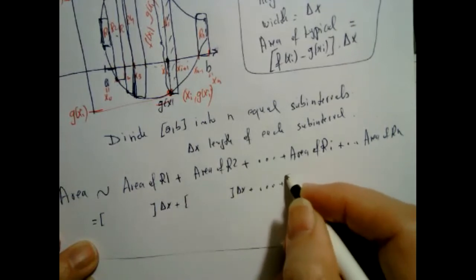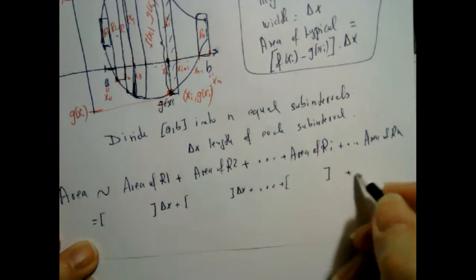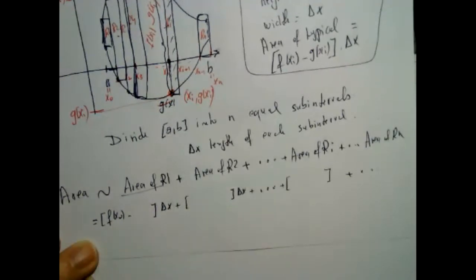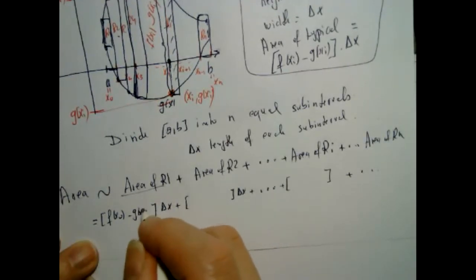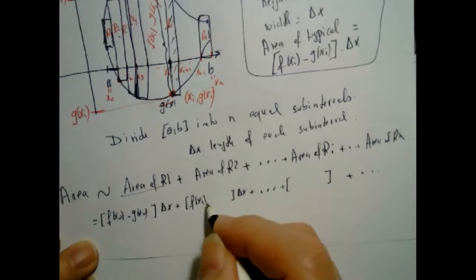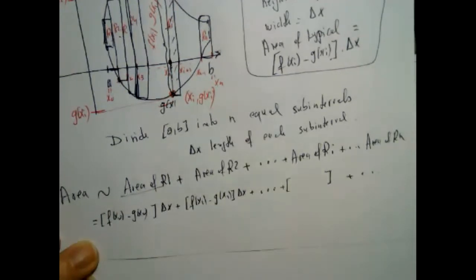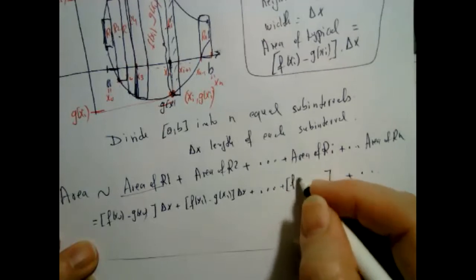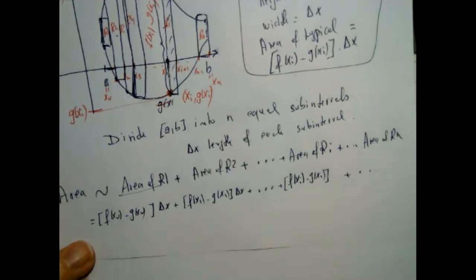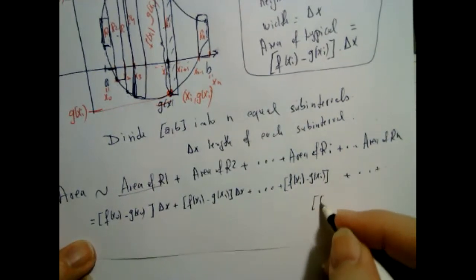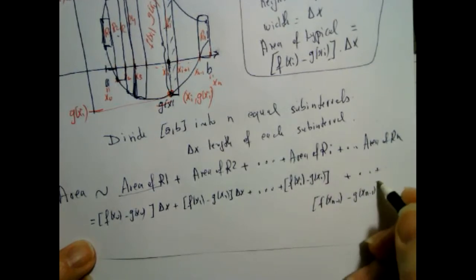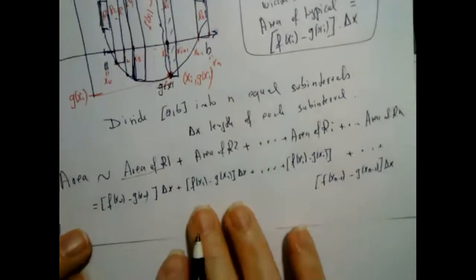Plus, I'm adding area. Now, the first one is f of x0 minus g of x0. The second one, f of x1 minus g of x1. It's the same formula. F, the typical one, f of xi minus g of xi. And the last one is f of xn minus 1 minus g of xn minus 1, times delta x.